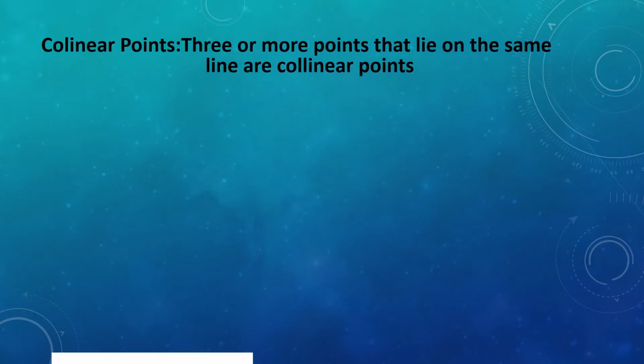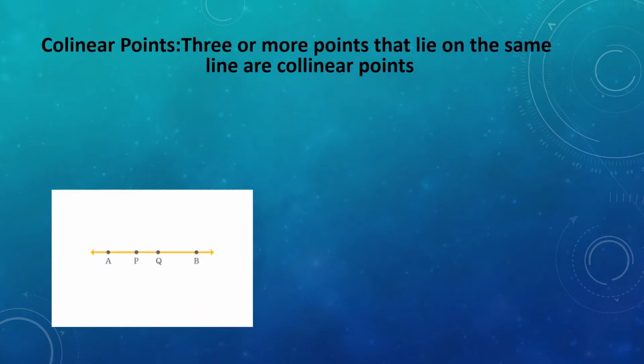What are collinear points? When three or more points lie on the same line, then those points are said to be collinear points. Here you can see that A, P, Q, B are the points lying on the same line, so these points are known as collinear points.